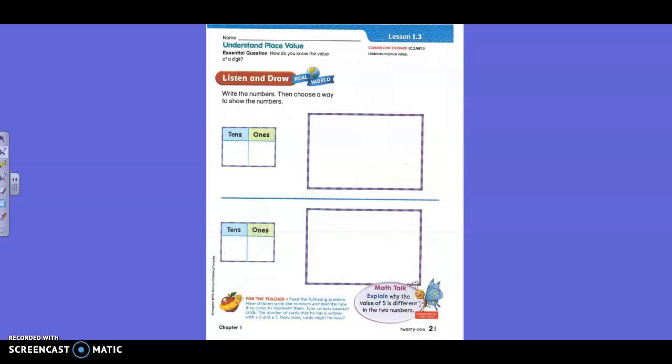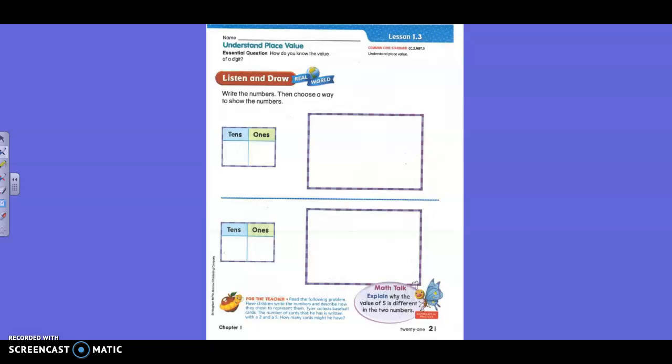Okay, today we are going to use place value to describe values of two-digit numbers. So you're not going to have any hundreds today. You're not going to have any numbers that have three digits, okay? You're only going to have two. Got it? Okay, so here's a story for you.